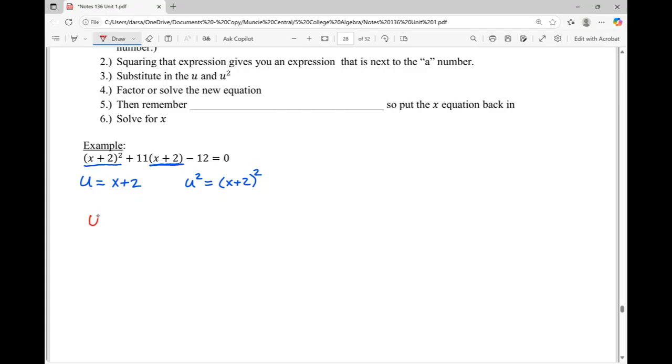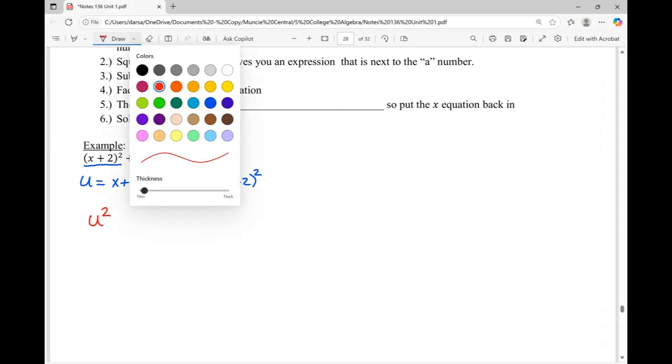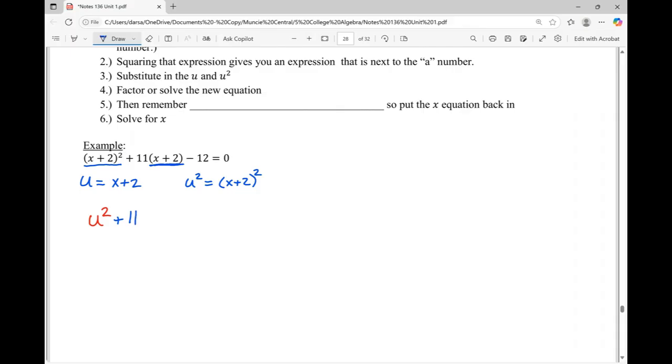So this will be u squared plus 11u minus 12. Because we have decided that u will equal x plus 2, we can substitute there, and that u squared will then have to be x plus 2 squared, so we'll substitute that there. And we get this equation. Now, when I look at this equation, I go, oh, I know how to factor that. What two things multiply to negative 12 and add to positive 1? Well, that's going to be u plus 12 and u minus 1.